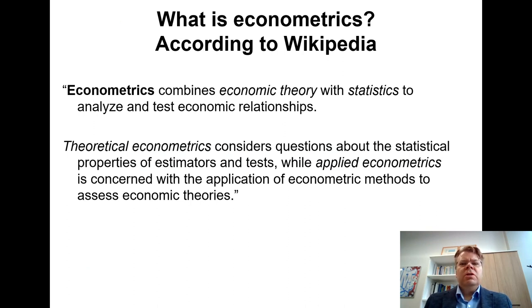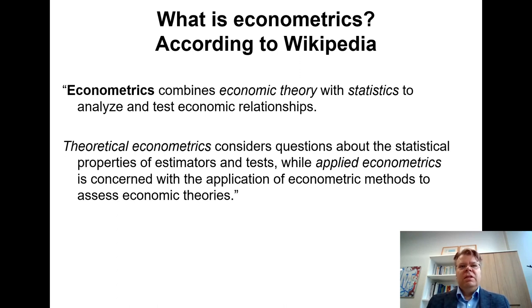So here is a quotation from Wikipedia, which I think is quite nicely describing the area. Econometrics combines economic theory and statistics. So in that sense, it's an interdisciplinary area. Econometrics is done both by economists and statisticians, but also in other areas like operational research, management science, business analytics nowadays. So it's truly becoming more and more multidisciplinary. There are also connections to areas such as machine learning and computer science and so on.